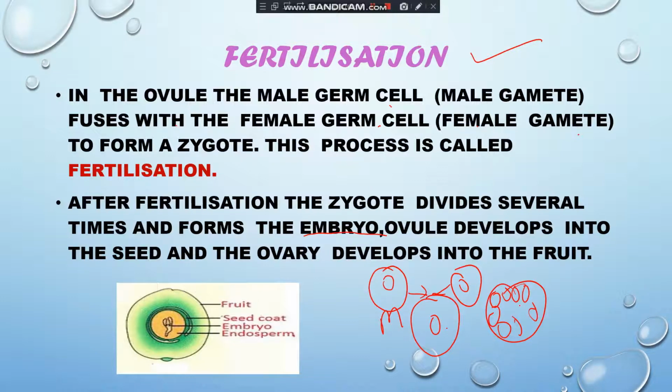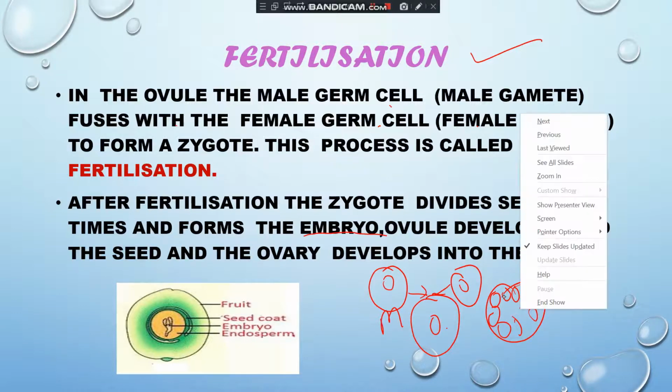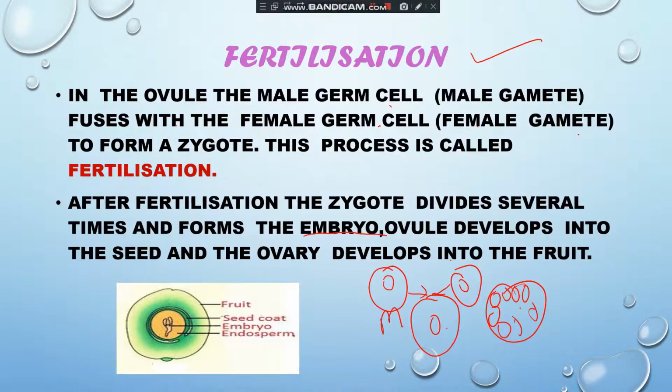Now this embryo is formed by the zygote. Then actually the female sex cell is located in the ovule. This ovule, after the fertilization, converts into the seed. The ovule is located in the ovary. This ovary develops into the fruit. I am explaining you again.